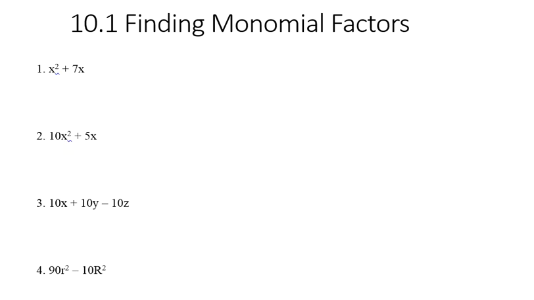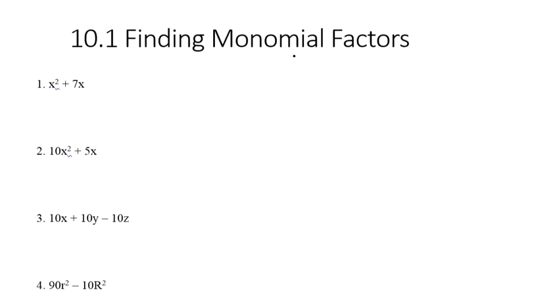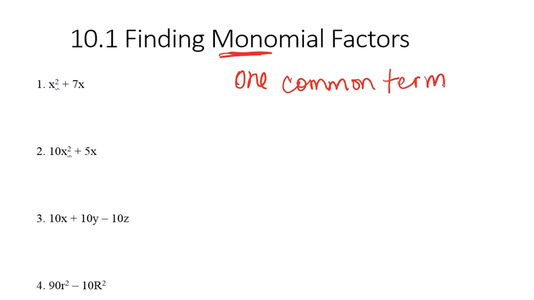One is the term monomial. So monomial, you think of the word mono here. Mono means one. And so when we're talking about monomial factors, we're thinking of what is one item that I can take out, that these have in common. So they're going to have one common term. And that's what I'm going to try and take out of them.